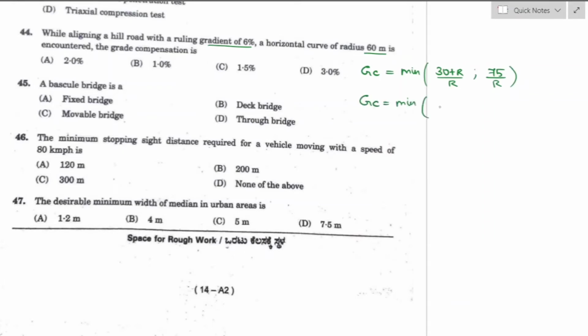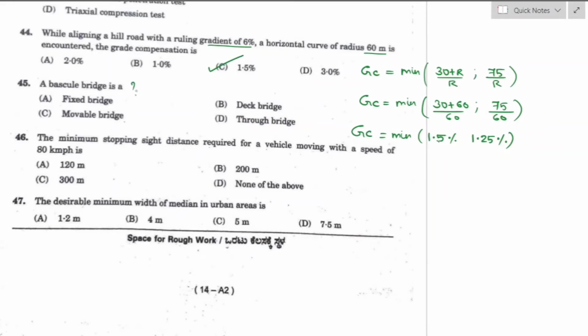So grade compensation will be the minimum of (30 + 60)/60 or 75/60. So it is the minimum value between 1.5% or 1.25%. So according to this formula, if you adopt the minimum value of grade compensation as 1.25%, this answer is not in the given options. So assuming the value of grade compensation as 1.5%, option C will be the right answer.